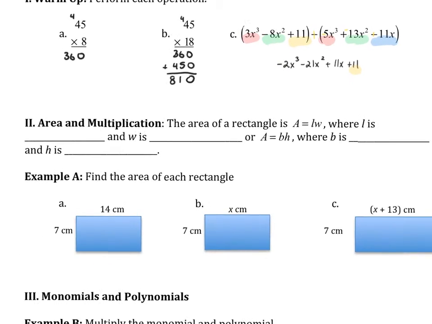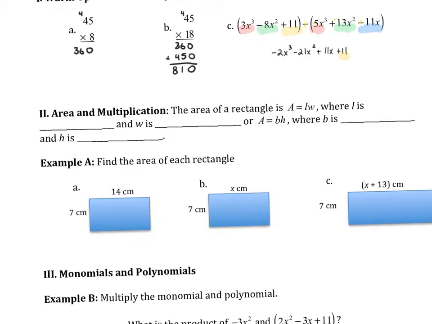Now, by way of introduction, let's talk about area. The area of a rectangle is A equals LW, where L usually stands for length and W stands for width. Alternatively, you might see this, that area is BH, where we say base, and the H is the height. I do want to point out one thing about base and height. Base and height are always perpendicular, as are length and width. This symbol here means perpendicular. That means they meet at a 90-degree angle.